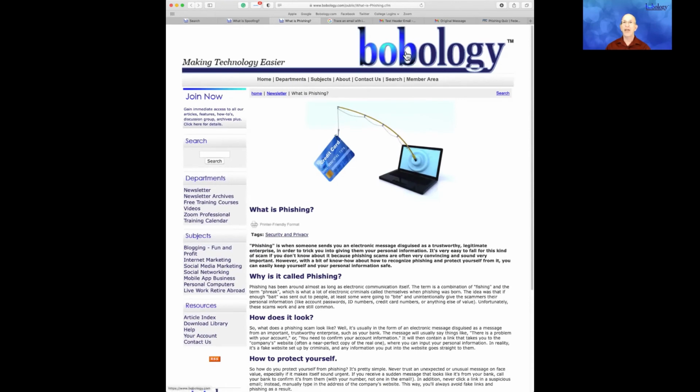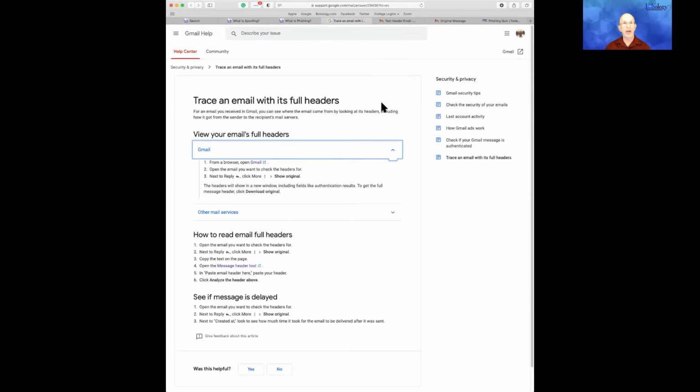So what happens with Google? Google has this great web page on Gmail Help, says trace an email with its full headers. Wow, okay, that's amazing. Okay, so you can open up Gmail, open the email you want to check. Next to the reply arrow, click the three dots that says show original. It's going to show the headers. There's a lot of information in this.